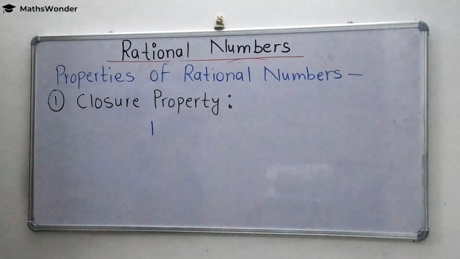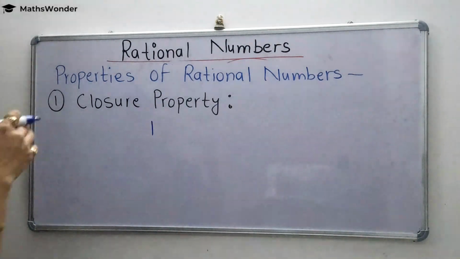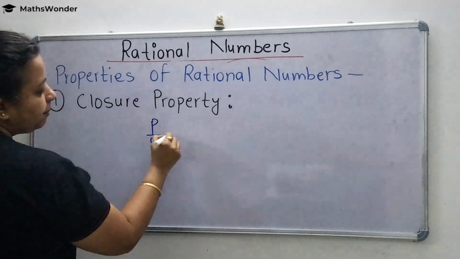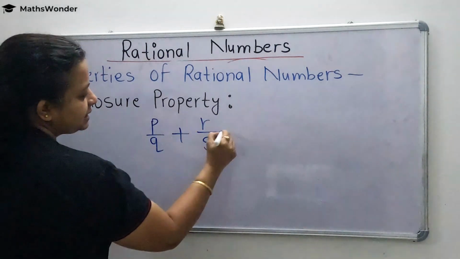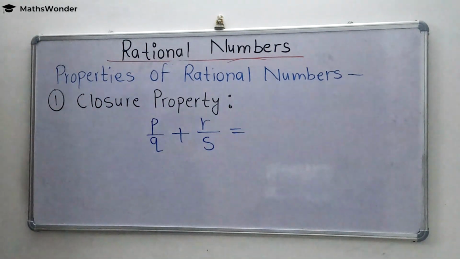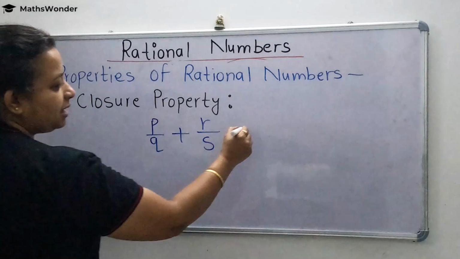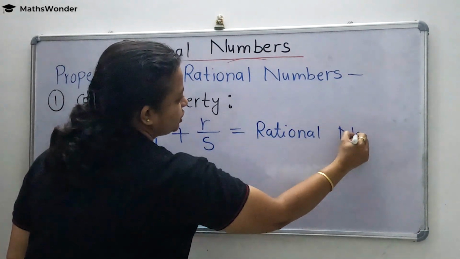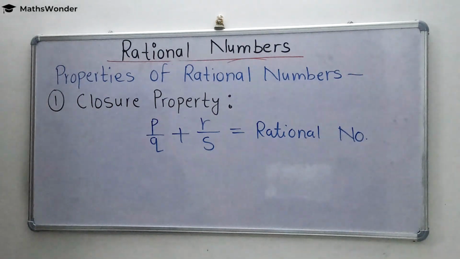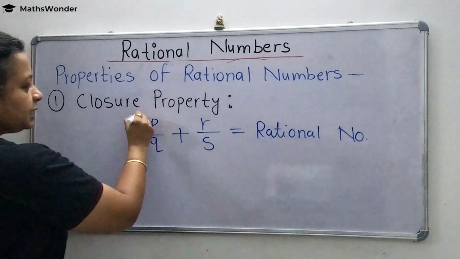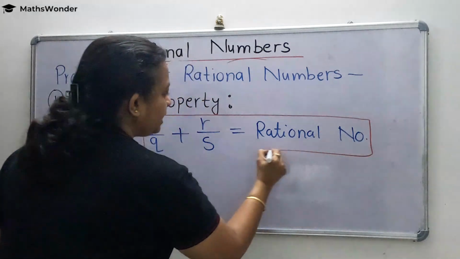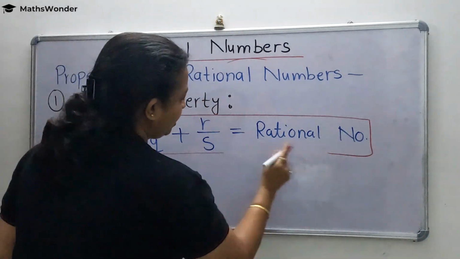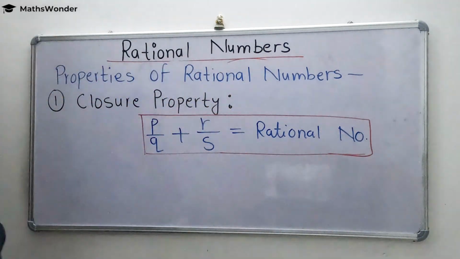should I start only with rational numbers, or should I explain all the number systems? Okay, directly I am giving this one. P over Q plus R over S will give a rational number. It is always a rational number. This is the first property. This is the format of the closure property: if you add any two rational numbers, you will get a rational number again as the result.